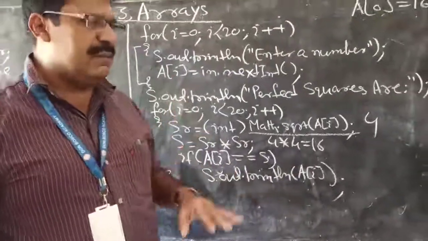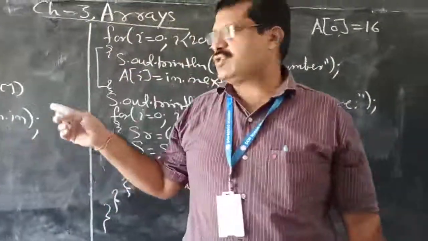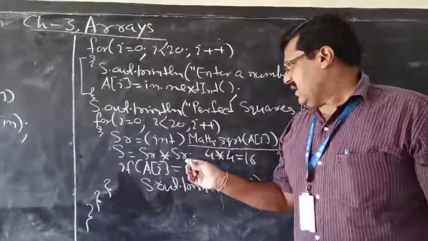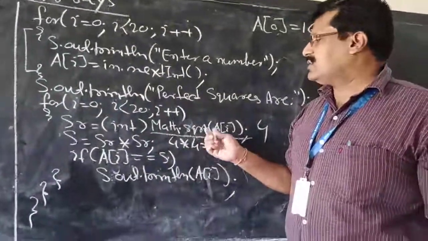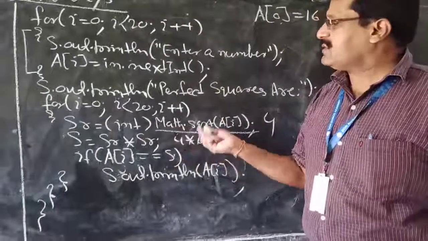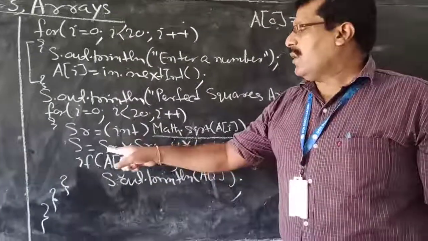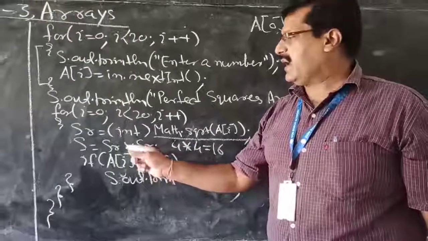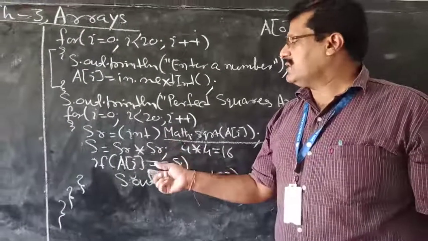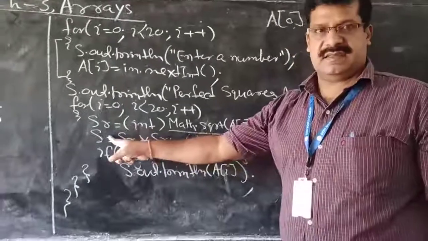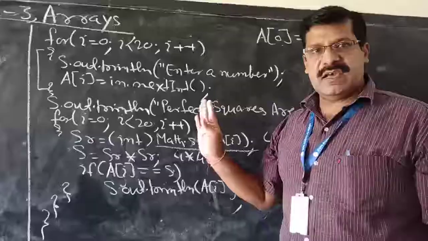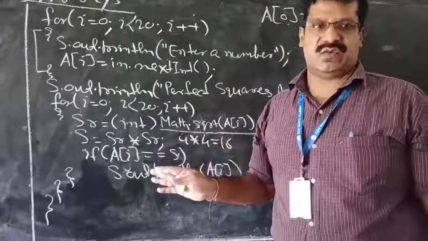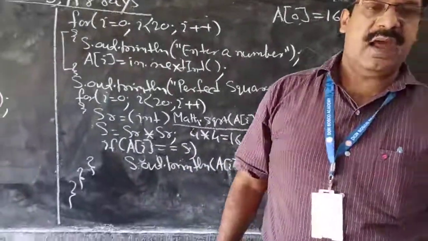So the logic is very simple. We have created a loop to store 20 numbers, picking one number at a time, extracting the integer part of the square root. We multiply that integer by itself, and we check if a[i] is equal to s. If both are the same, then it is a perfect square. If both are not the same, then it is not a perfect square. So write this program in your copy and practice. Thank you.